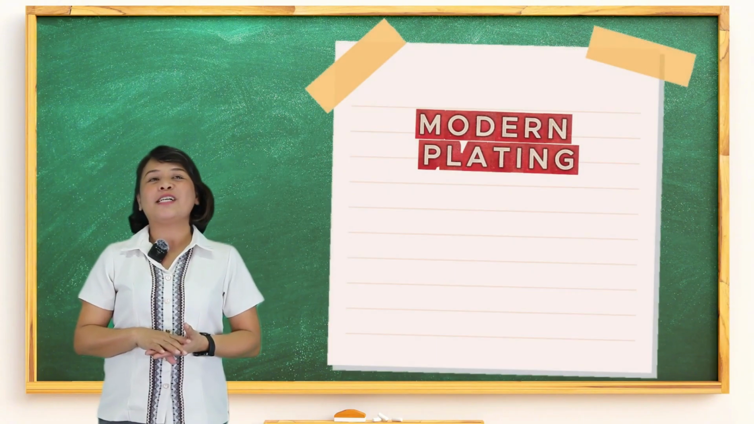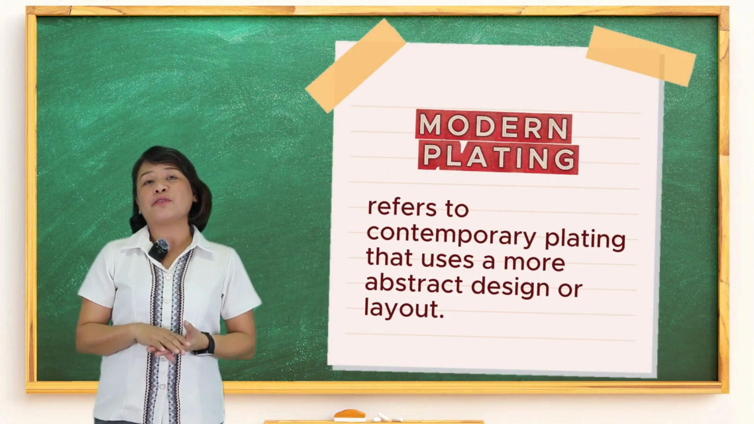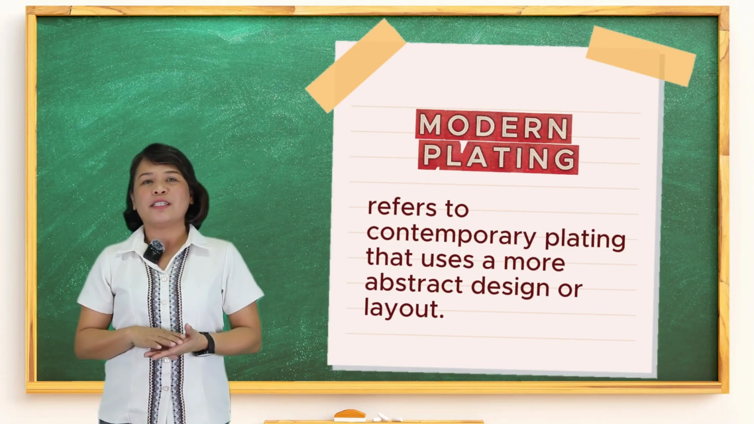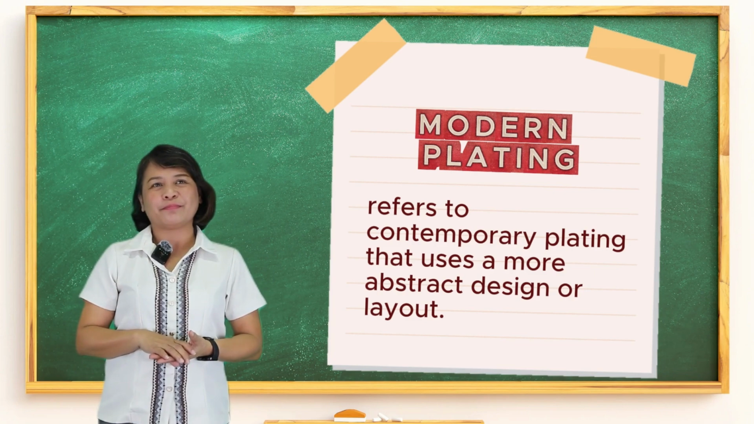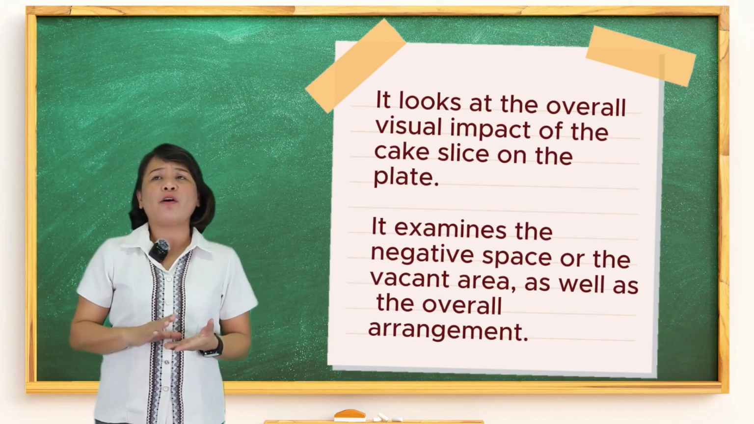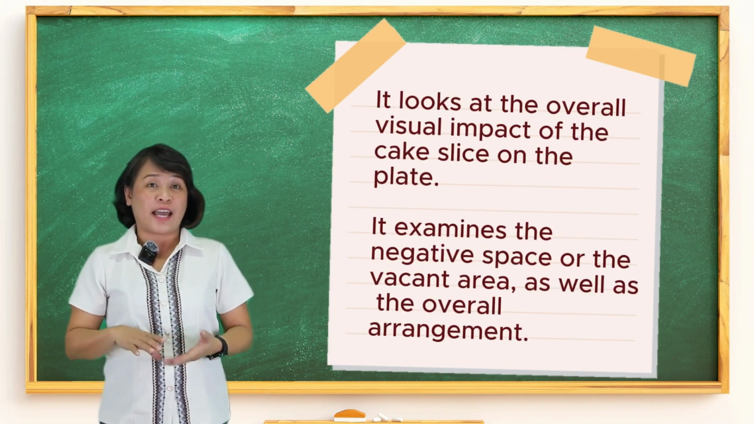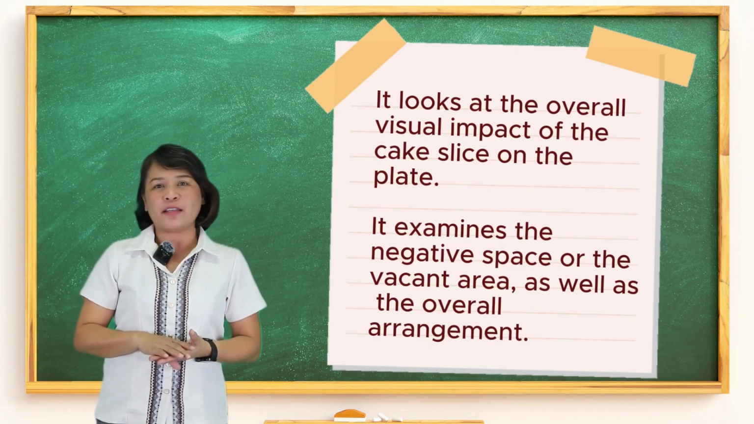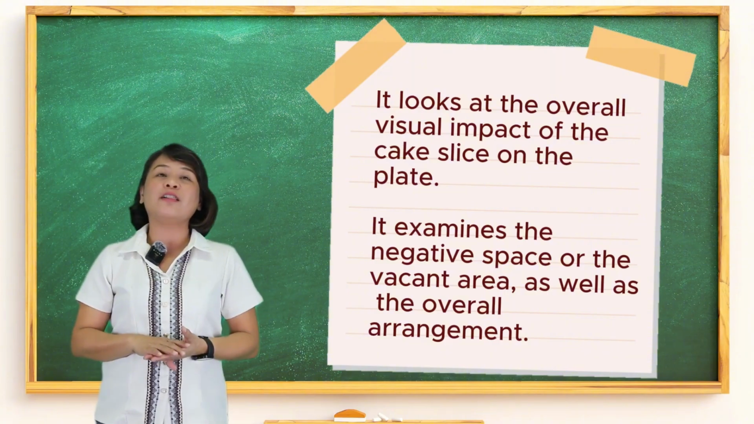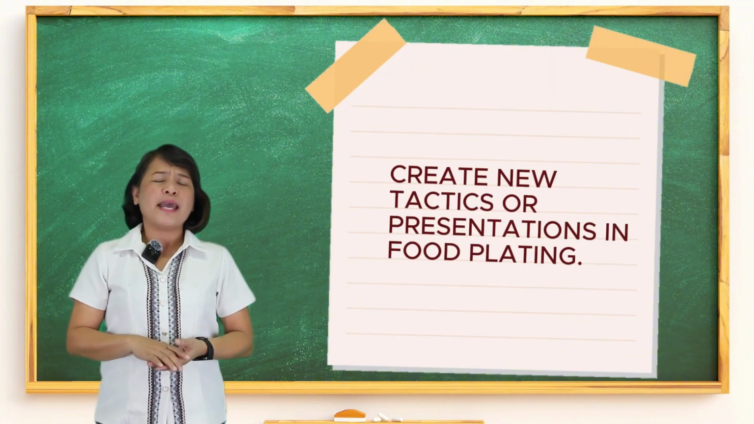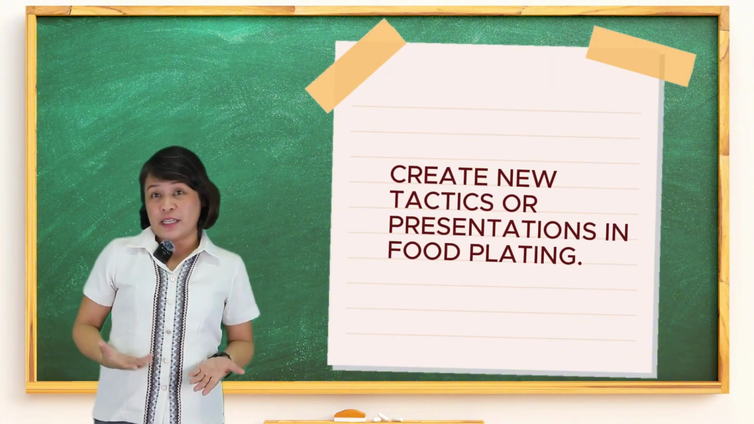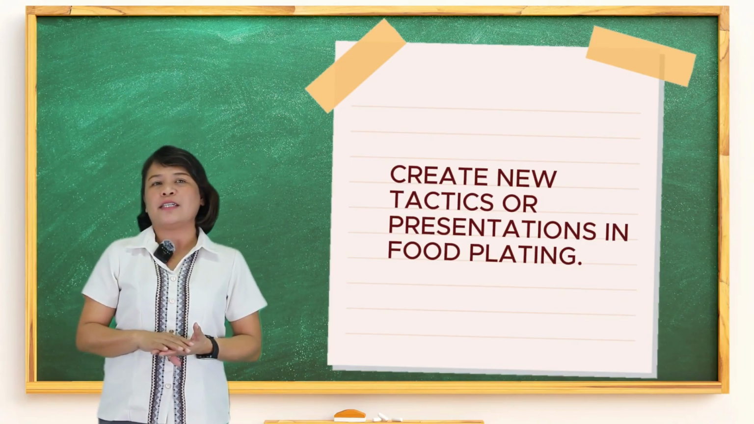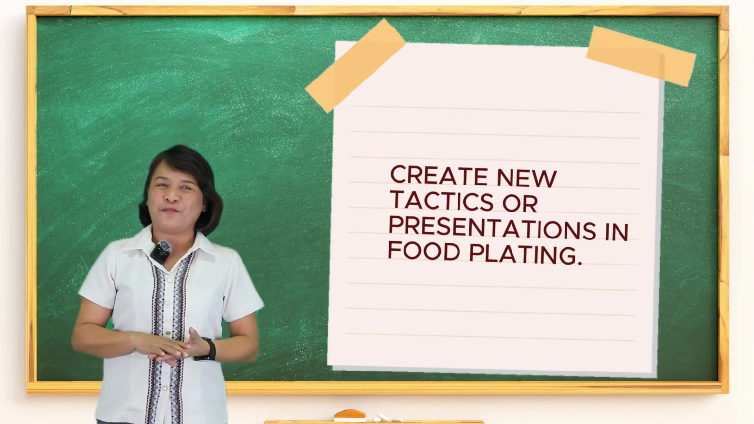The modern plating, on the other hand, refers to contemporary plating that uses a more abstract design or layout. It looks at the overall visual impact of the cake slice on the plate. It examines the negative space, or the vacant area, as well as the overall arrangement. This can help develop creativity because we can expand our knowledge and create new tactics or presentations in food plating.